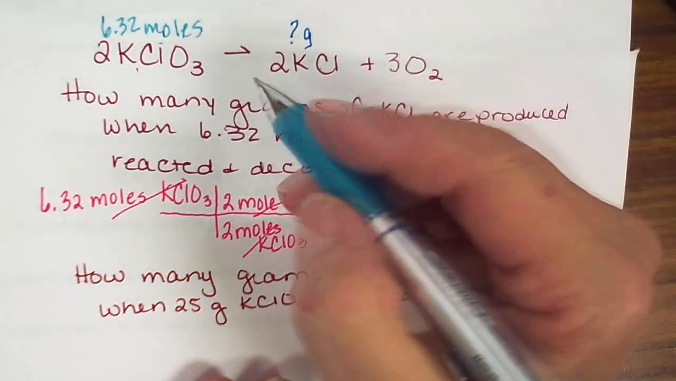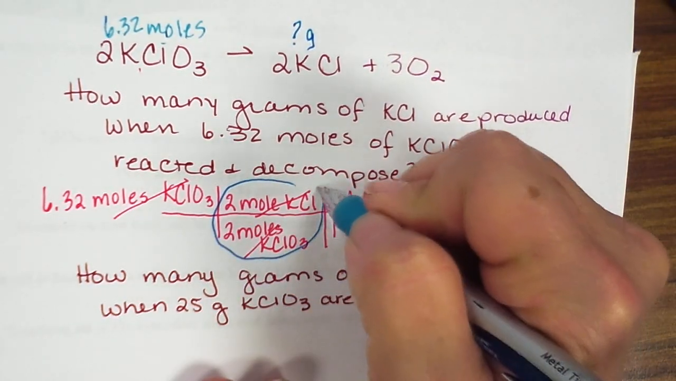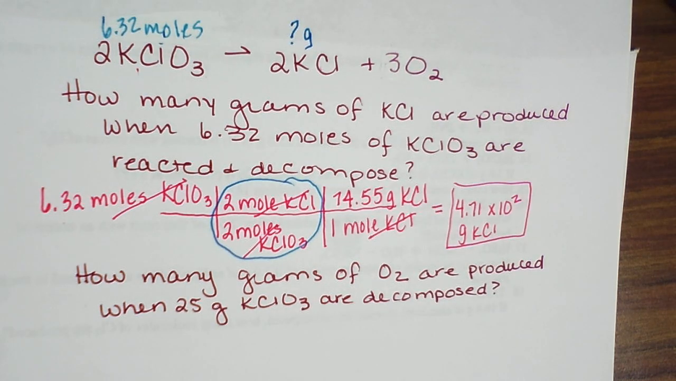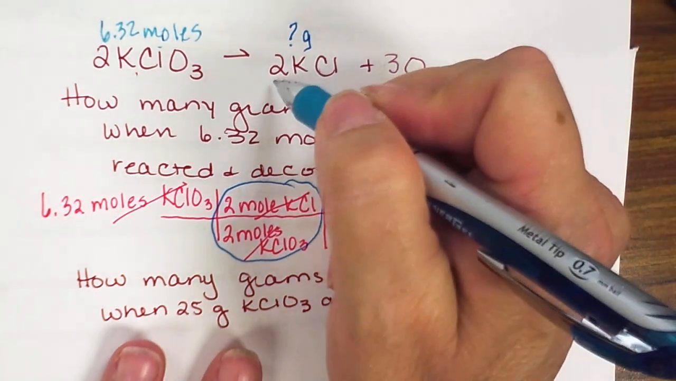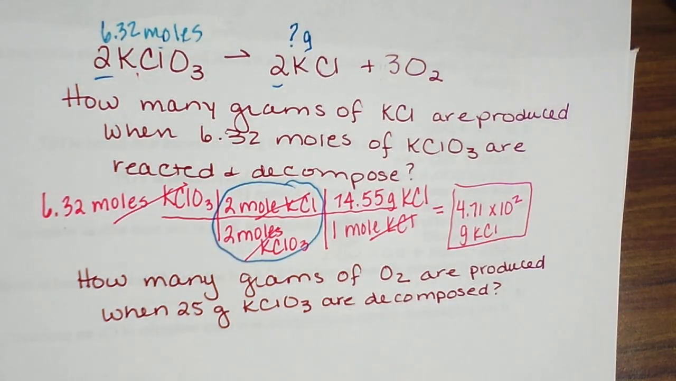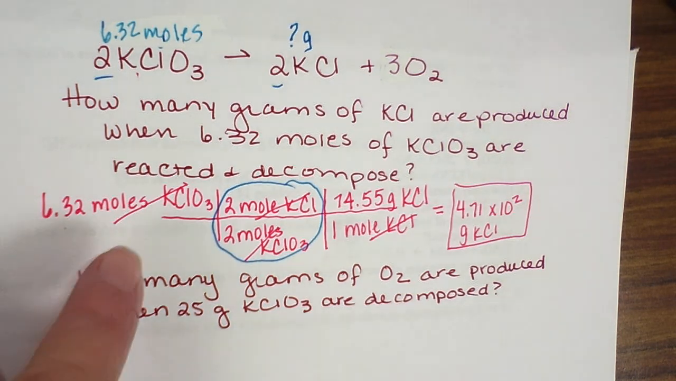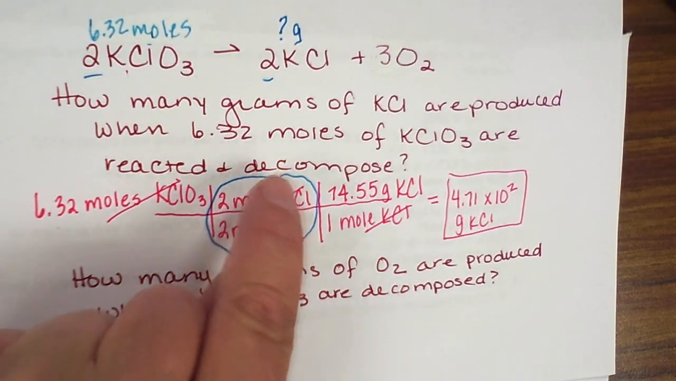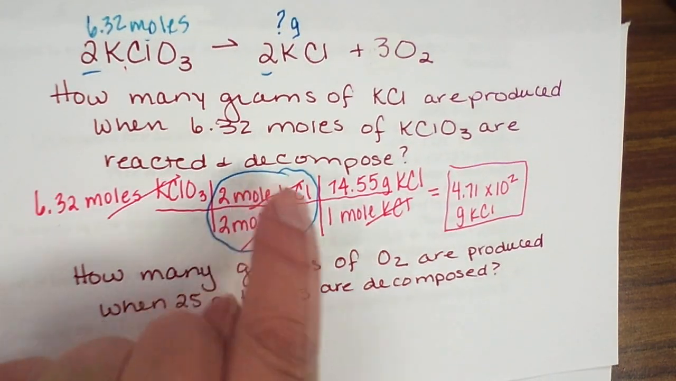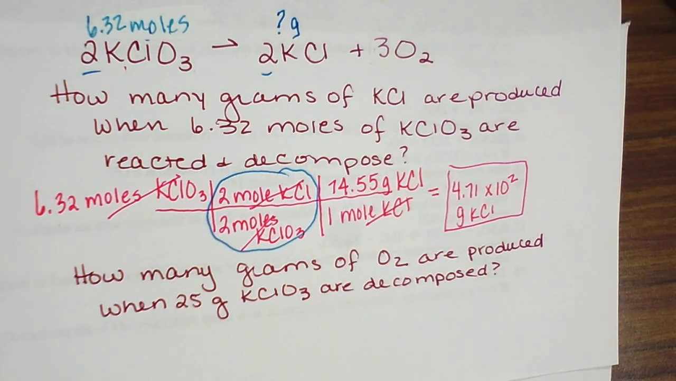Right here is my molar ratio from my equation, 2 to 2. That's where I switched from potassium chlorate to potassium chloride. I went from moles to moles, and then, only then, was I able to switch and go out to grams. Questions?